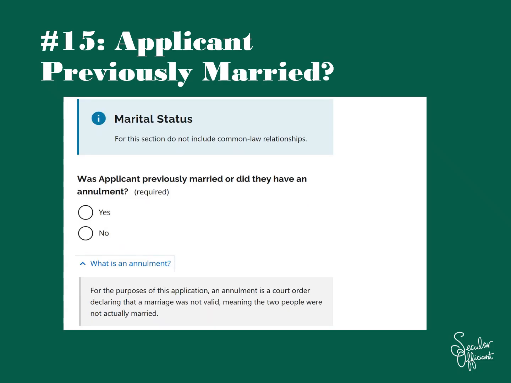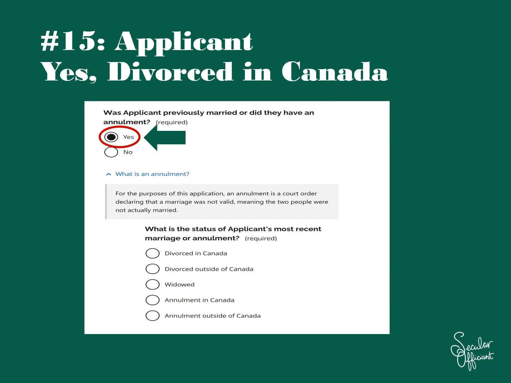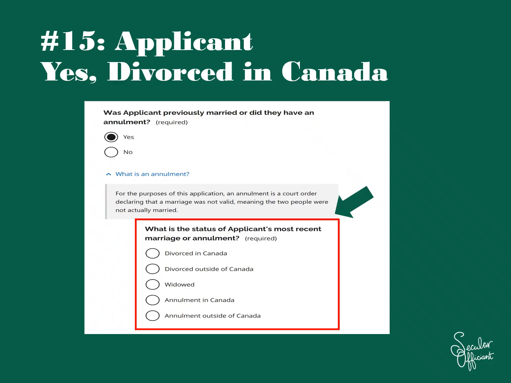Step 15 is indicating if you were previously married or had an annulment. In this example, we will assume that you are previously married, so select Yes. When you select Yes, the application will ask you to select your marital status from the following: divorced in Canada, divorced outside Canada, widowed, annulment in Canada, or annulment outside Canada.